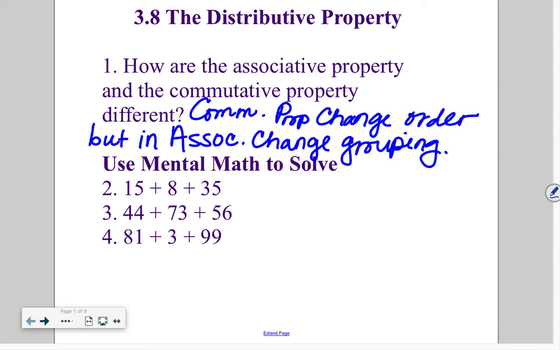Someone please share how they added 15 plus 8 plus 35 using mental math. Bryce? I took 5 from 15 and 5 from 35 and got 10, and then I added 10 and 15 and 30 together, and then I added the 8. Okay, and what did you get for an answer? 58. Okay, so I would even say 35 plus 5 is 40, plus this 10 is 50, plus 8 is 58. Okay, do the next one.